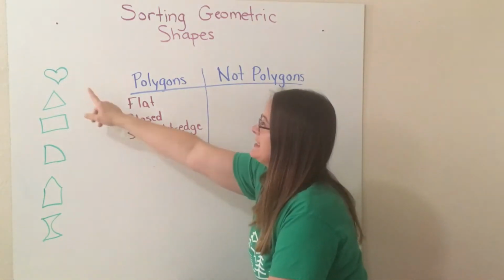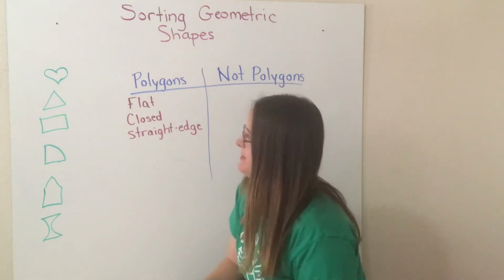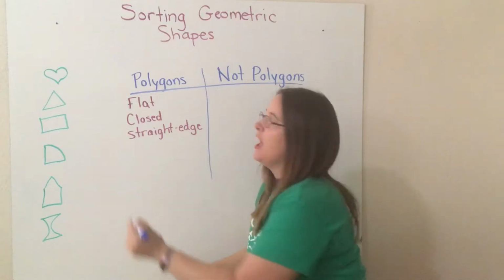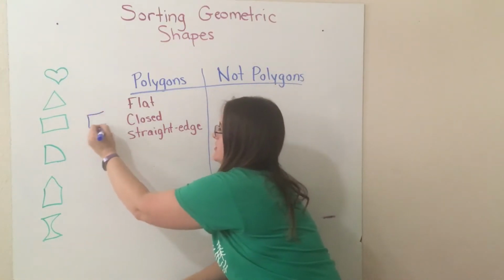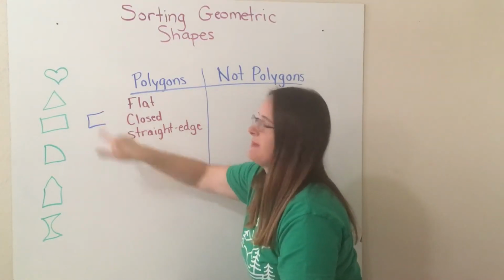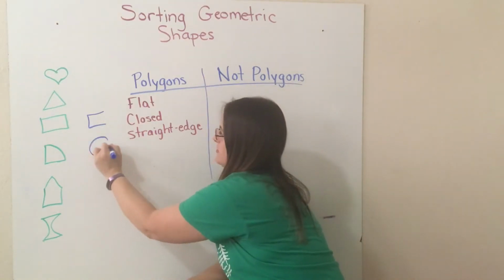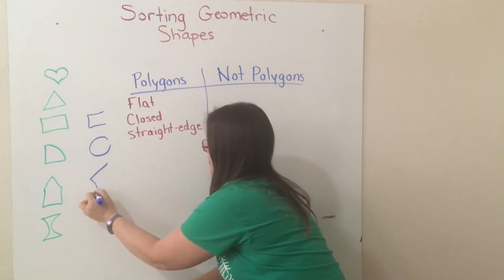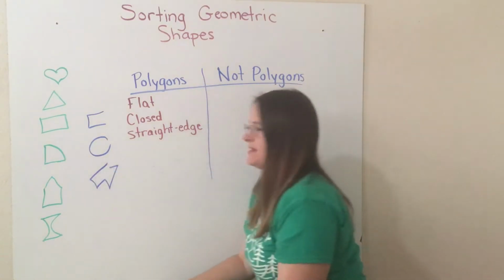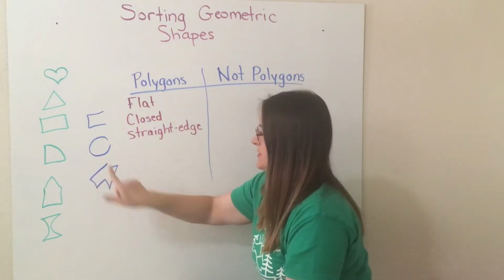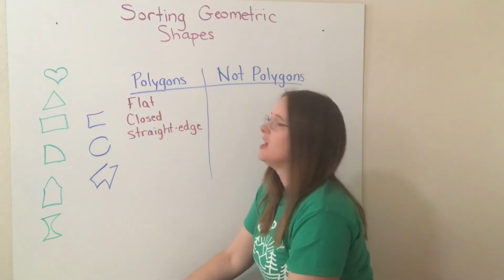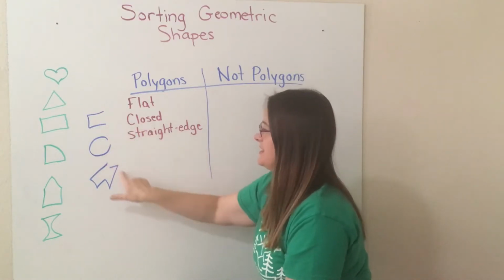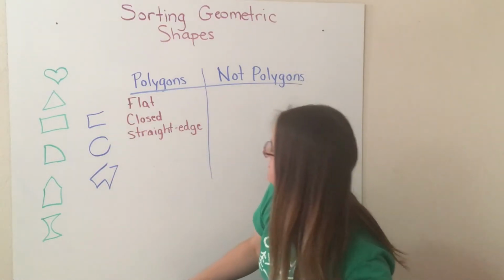Closed means there's no open space. So let me give you a non-example here. All of these shapes are closed. Something that's not closed would be like that. It has that open space there. Or if I did a circle but didn't close it the whole way. Or maybe something like that where it's almost closed but I didn't quite finish. So none of these are polygons because none of these three examples are closed.